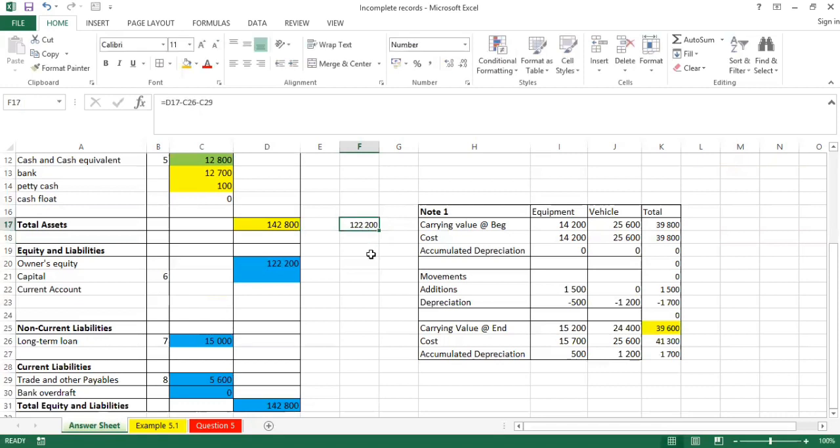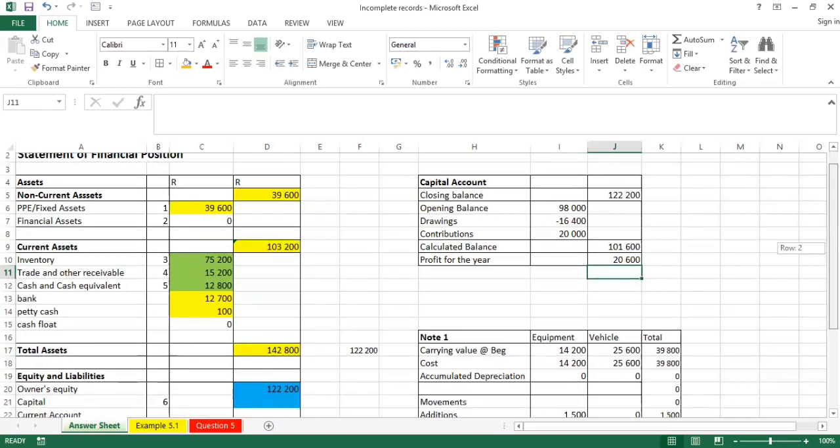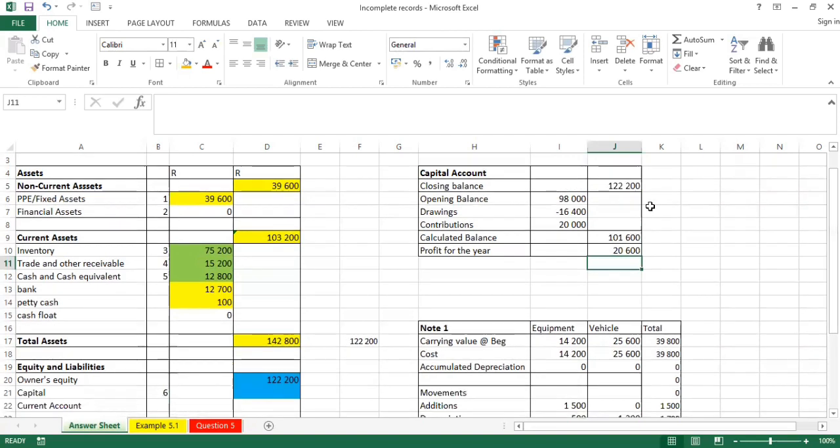Our 122,200. So that 122,200 is our closing balance. And then we say our closing balance minus our calculated balance to get what? The 20,600. So this is our profit for the year, our 20,600.